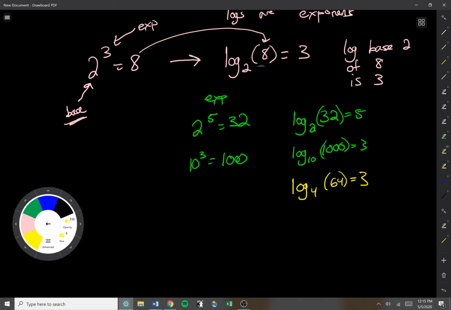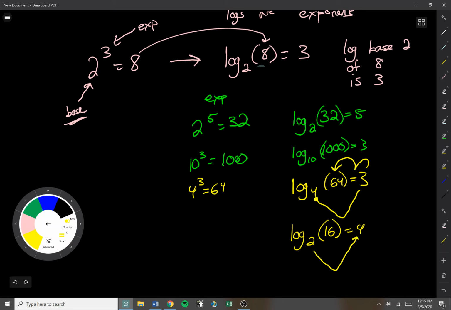Well, for this, I do what's called the circle thing. Actually, sometimes I call it the heart thing. I'm going to go from 4. I start at 4. 4 to the 3rd equals 64. And it kind of looks like a heart. 4 to the 3rd equals 64. Another one. Log base 2 of 16 is 4, because 2 to the 4th equals 16.